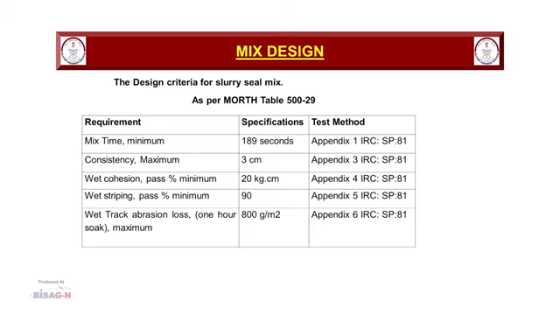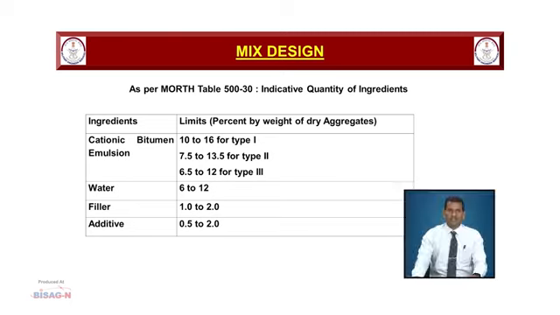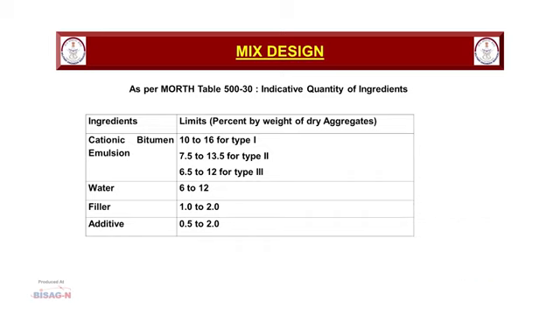The mixing time minimum 180 seconds is required, and the consistency 3 centimeters. And the limits of the various materials: bitumen emulsion 10 to 16 for type 1, for type 2 it is 7.5 to 13.5, for type 3 it is 6.5 to 12. The water ranges from 6 to 12 percent by weight of the dry aggregate, the filler is generally 1 to 2 percent by weight of dry aggregates, and additives 0.5 to 2 percent by weight of the dry aggregates.